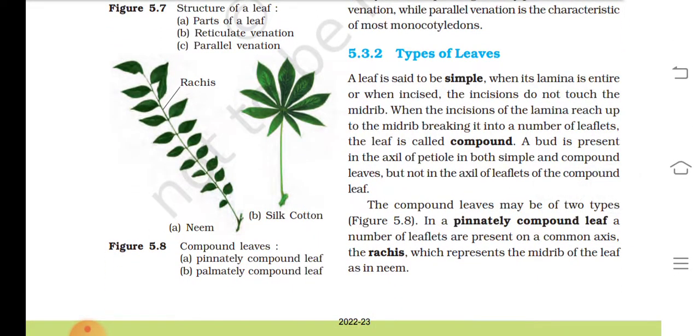5.3.2 Types of leaf. A leaf is said to be simple when its lamina is entire or when incised. The incisions do not touch the midrib. When the incision of the lamina reaches up to the midrib, breaking it into a number of leaflets, the leaf is called compound. A bud is present in the axil of petiole in both simple and compound leaves, but not in the axil of leaflets of the compound leaf.